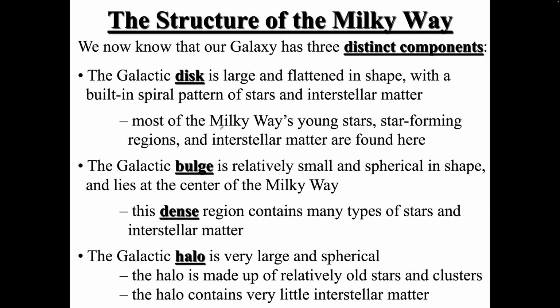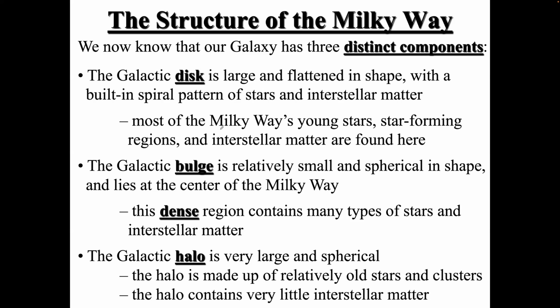Right, now let's look at the current understanding about the Milky Way and what the structure of the Milky Way is. Now we know that our galaxy, the Milky Way, has three distinct components. That means there are three components that you can clearly identify and separate. Number one is the disk of the galaxy. We call that the galactic disk, which is large and flattened in shape with built-in spiral patterns of stars, and interstellar matter is there as well.